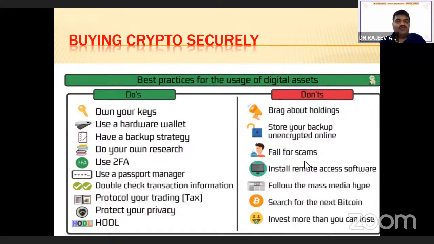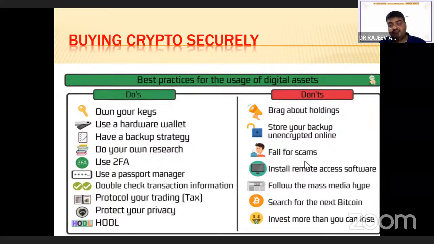So we fall prey to this, and we start suddenly buying these cryptocurrencies, not Bitcoin, other cryptocurrencies. In fact, many people in India started their own cryptocurrencies, cheated people, and now these cryptocurrencies do not exist. Only install remote access software when needed. Do not follow the mass media hype. These people who want to start their own digital cryptocurrencies, they create that hype. They spend crores of rupees on the digital hype, and because of that, what happens?